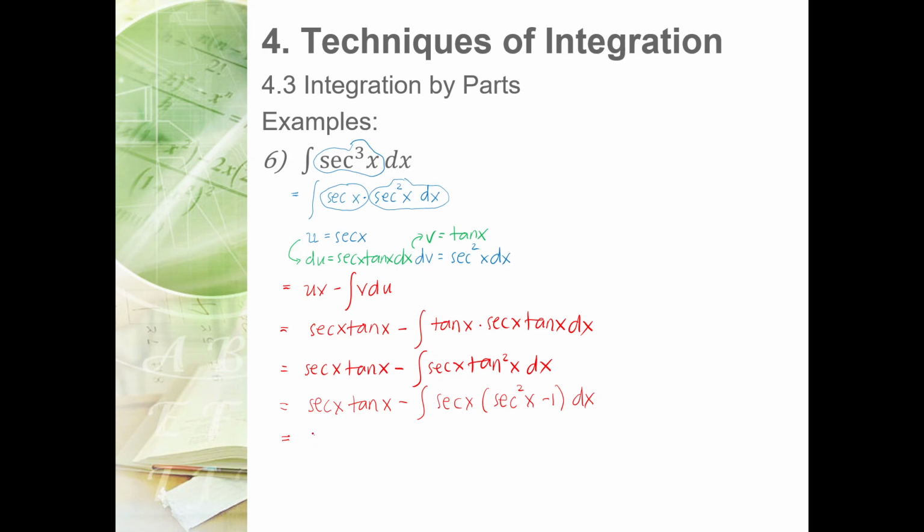So if you try to expand this one, secant x tangent x, then minus secant cube x dx, then minus secant x dx. So notice that the term here has returned the same as the original. And if we repeat the process all over and all over again, we will not finish solving our equation.